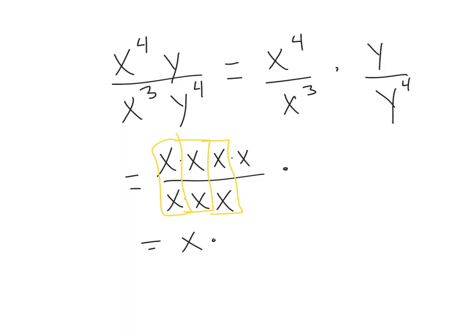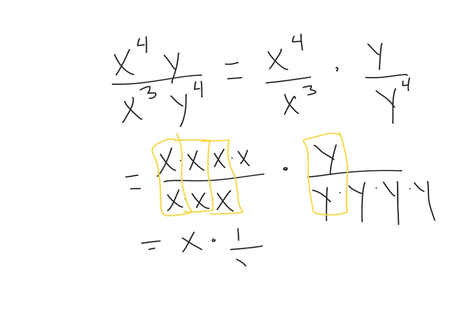Then you've got y over y to the fourth. Which gives you a 1 over y to the third. So for your final answer, you're going to have x on the top, y to the third on the bottom.